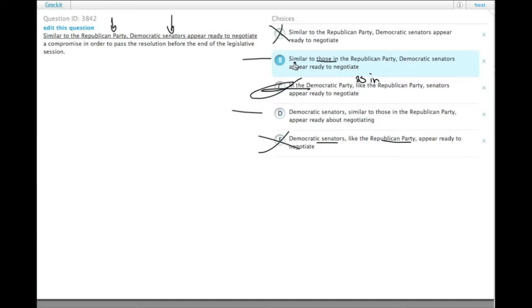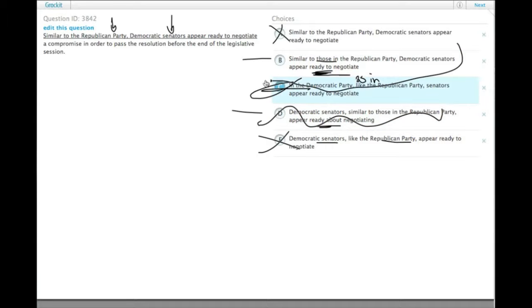Now we have to decide between B and D. Let's read them in. Similar to those in the Republican Party, Democratic senators appear ready to negotiate a compromise, or Democratic senators, similar to those in the Republican Party, appear ready about negotiating a compromise. So here we're pretty clearly able to separate them. The normal idiom is ready to do something, not ready about. We can cross off D and select B.